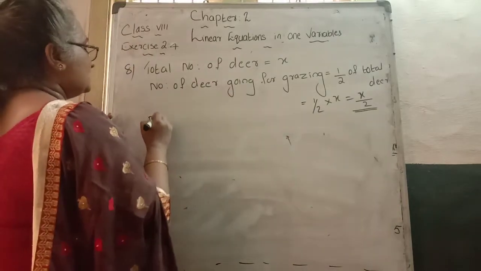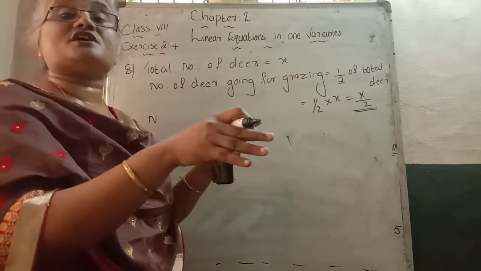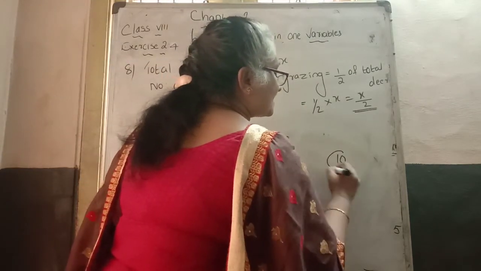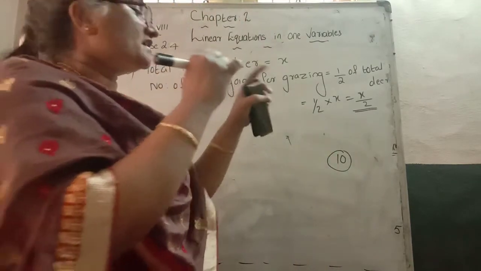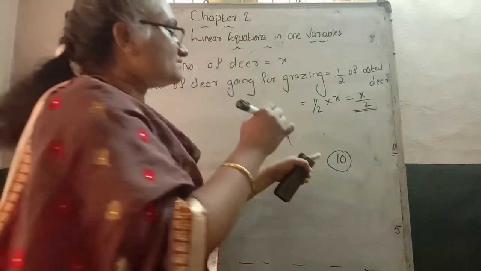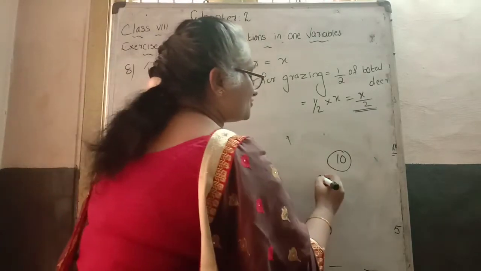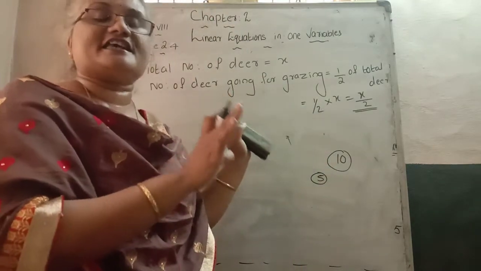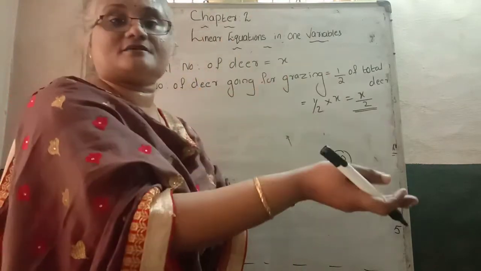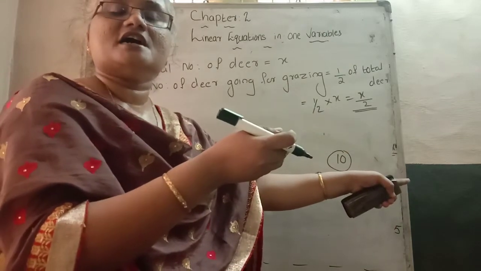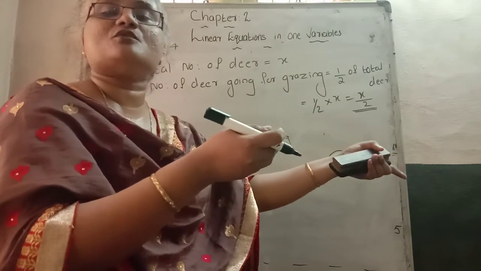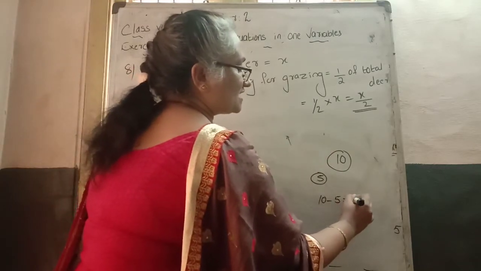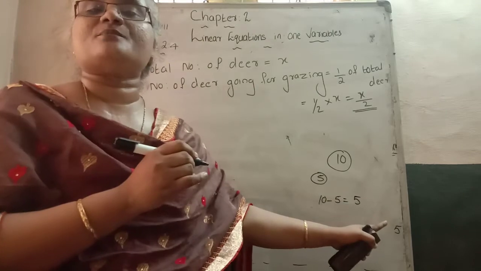Then next, the remaining half. Suppose, for example, imagine there are 10 deer. Half of the deer are grazing, so half of 10 becomes how much? 5. Five deer are going to the field, grazing. Then the remaining half is the total subtracted by the grazing number. The remaining half becomes 5.